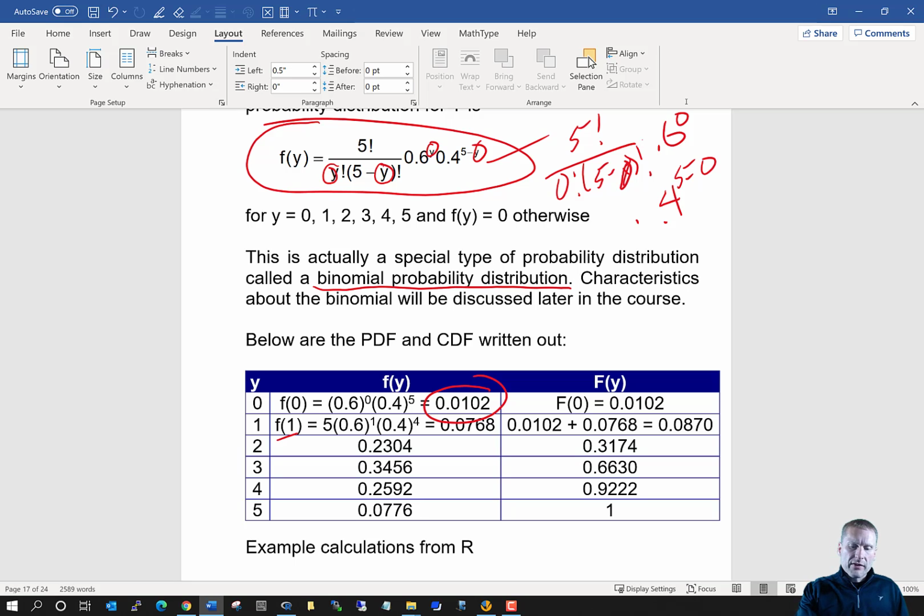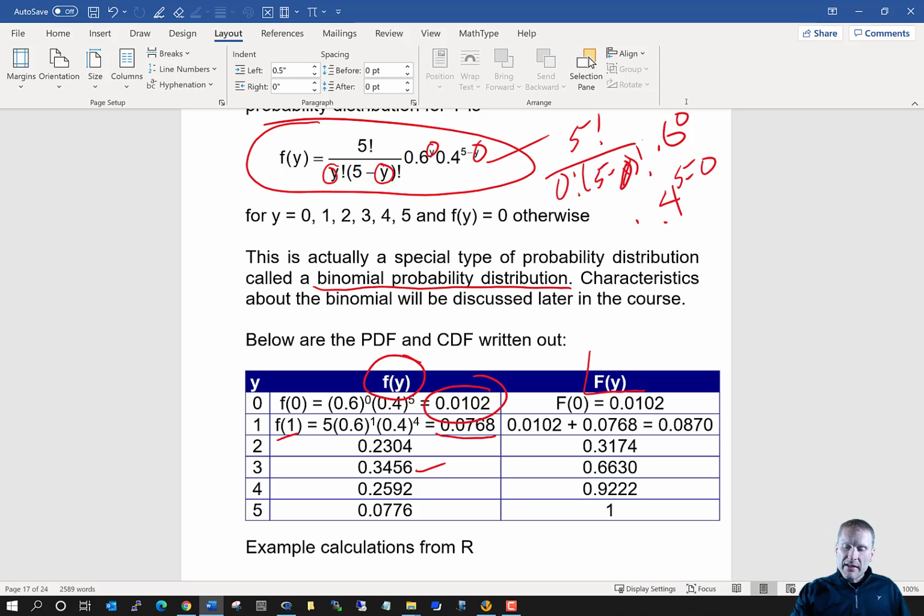How about 1 success? Go through the math, I get 0.0768. I can do that throughout for my PDF. So we can see the highest probability case is 0.3456, corresponding to having 3 successes out of 5 trials.